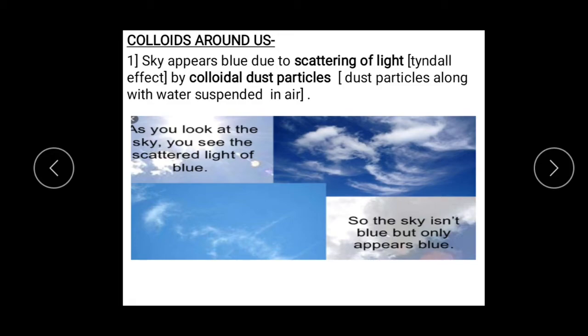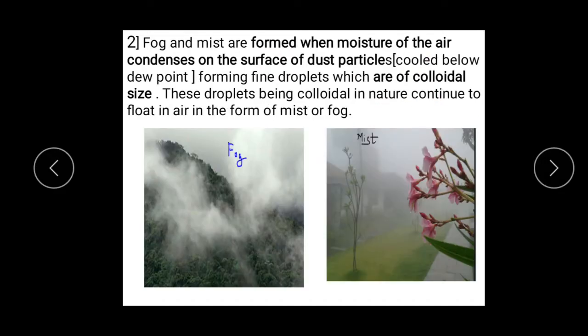So first point we are going to take in this is that sky appears blue. You have seen that sky appears blue to us. So why is it so? This is because of scattering of light by the colloidal dust particles. See, the words colloidal dust particles have come here. And why are we calling them colloidal dust particles? Because here dust particles along with water are suspended in the air in colloidal form, and scattering of light takes place similar to the Tyndall effect, and that is why sky appears blue to us.